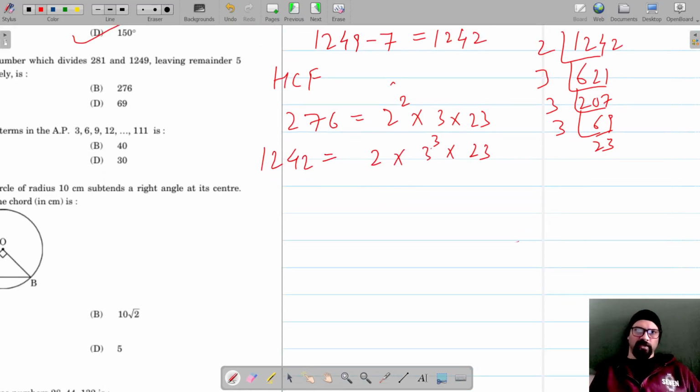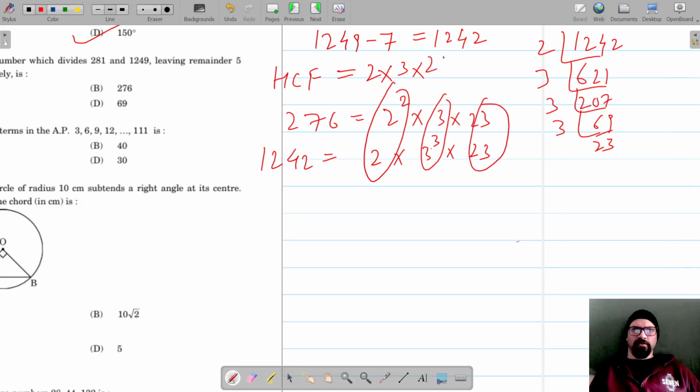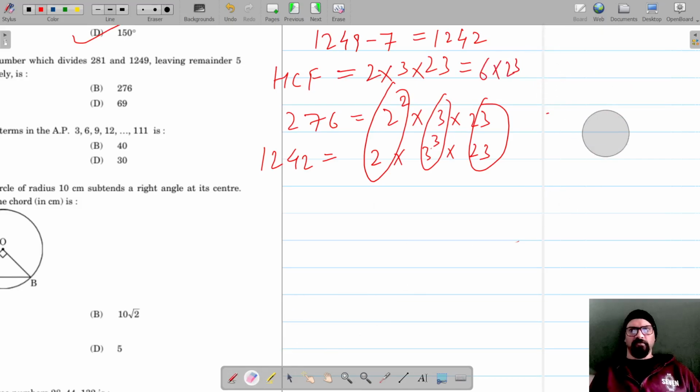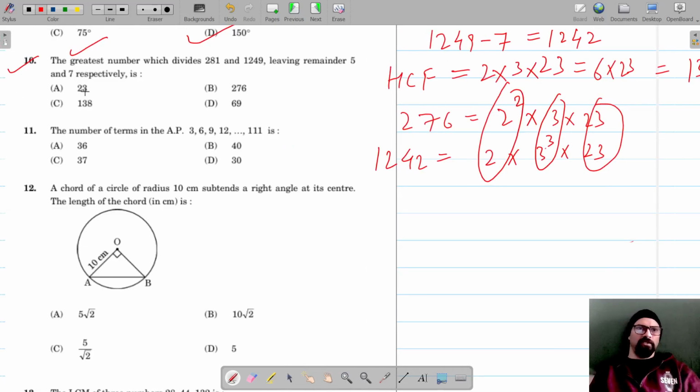Now for HCF, out of the common factors we will take the least power, that is 2, and here it's 3, and out of these two we will take 23. So HCF is 6 into 23, and 6 into 23 is 138. So 138, that is option C, is the correct answer for this one.